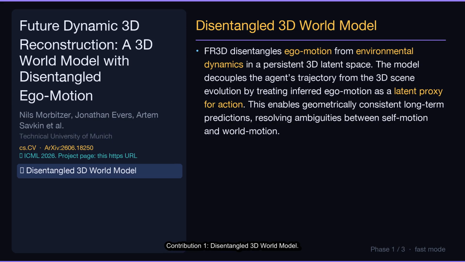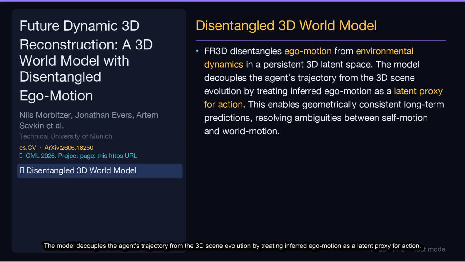Contribution 1. Disentangled 3D World Model. FR3D disentangles ego motion from environmental dynamics in a persistent 3D latent space. The model decouples the agent's trajectory from the 3D scene evolution by treating inferred ego motion as a latent proxy for action. This enables geometrically consistent long-term predictions, resolving ambiguities between self-motion and world motion.